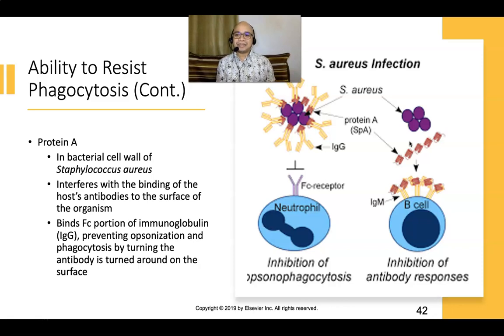Another function is that it will also bind with the Fc portion of immunoglobulin. This is the immunoglobulin, this is the Fc portion, and protein A will bind here. So it will prevent opsonization, which is the antibody-mediated process that promotes phagocytosis. Protein A will prevent opsonization and eventually phagocytosis by turning the antibody around on the surface. That way, phagocytosis will not be attained by our immune system.